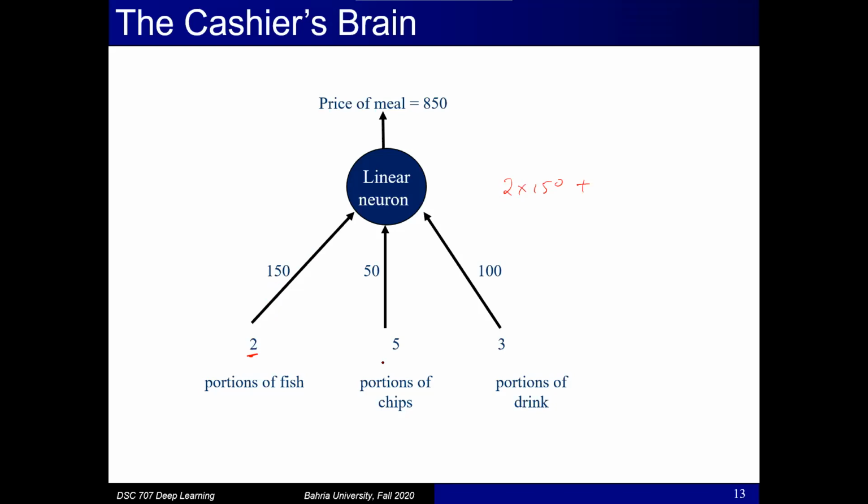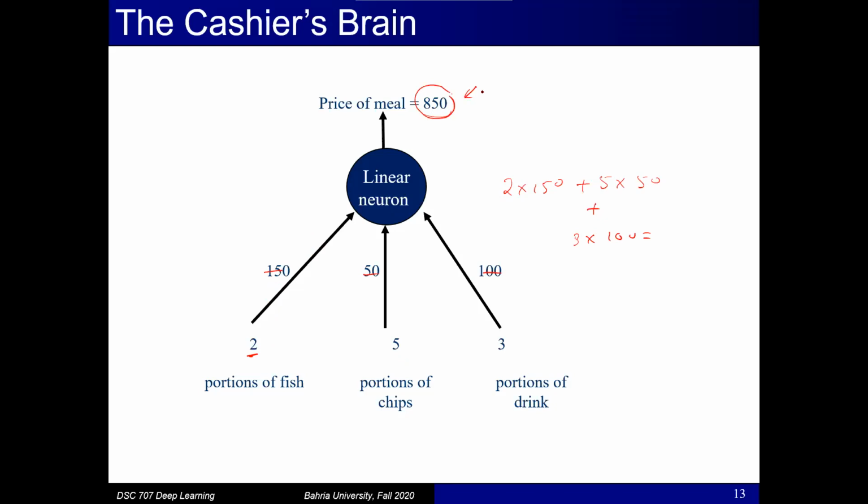Then he will say, you have 5 portions of chips, so he will do 5 into 50. And then he will say, you have 3 portions of drinks, so 3 into 100. And then he will tell you the total price, which is 850. However, you don't know these prices. You just buy this and the cashier gives you the final amount, which is 850.